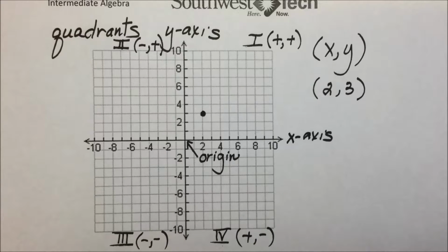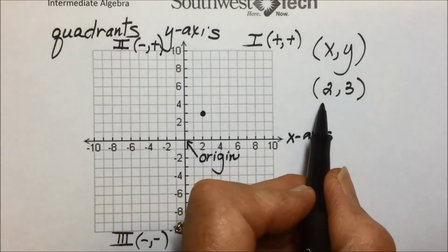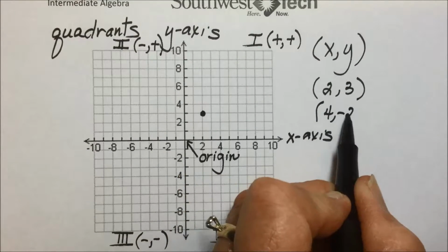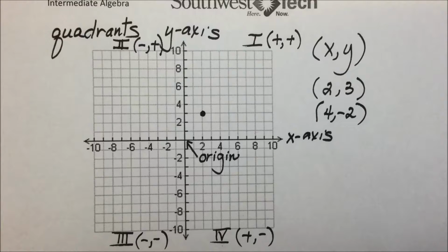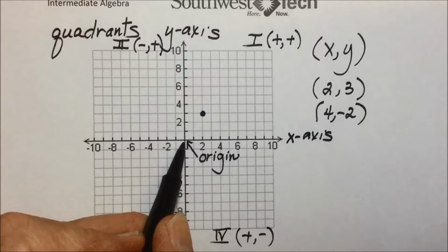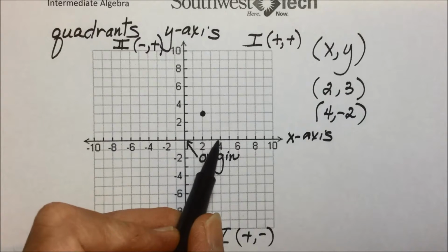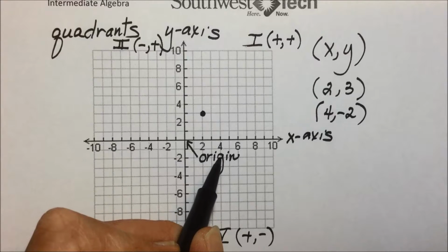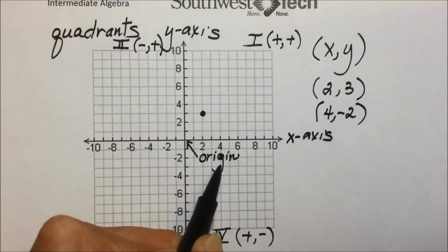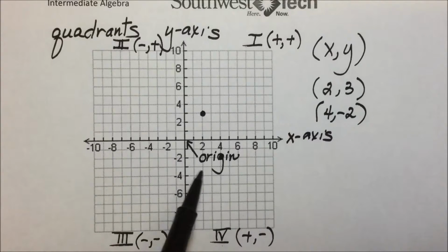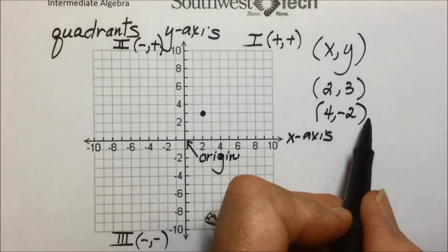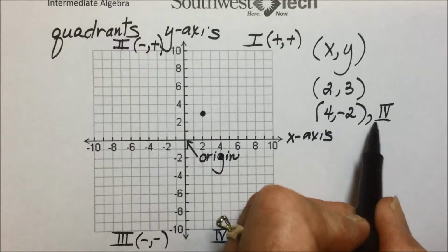So let's look at a couple more points. For example, if we had the point 4, negative 2. Where is the point and in which quadrant is it located? So we have a positive 4, always starting with the x value first, and a negative displacement on the y-axis. So we'll drop down 2 points. What quadrant is this point landing in? It is in the fourth quadrant.